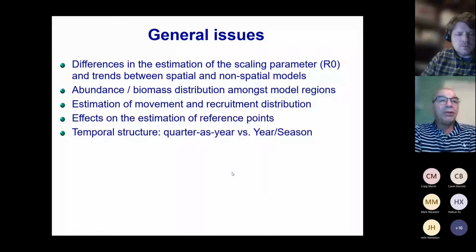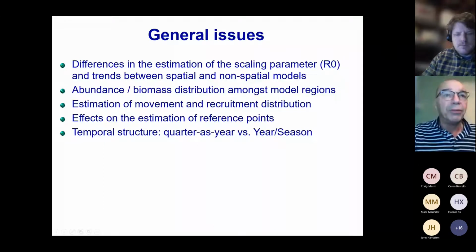And we've had some difficulty sorting out the temporal structure. We tried doing this as a season within year model versus a quarter as year. We're generally happier at this point with the quarter as year approach, but we did do some investigation of the year season approach as well, which would have a different recruitment structure to it.